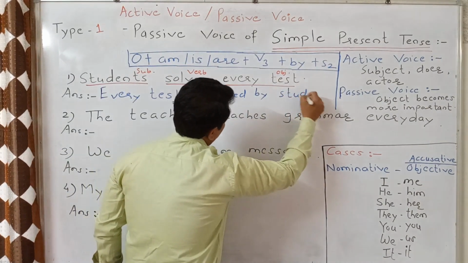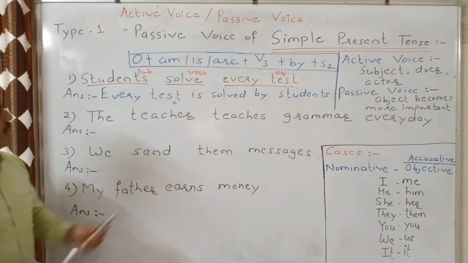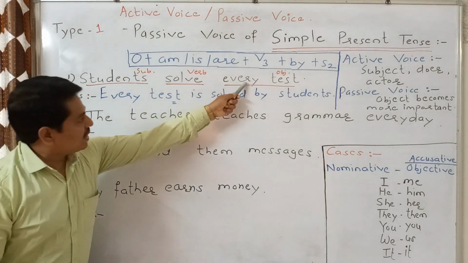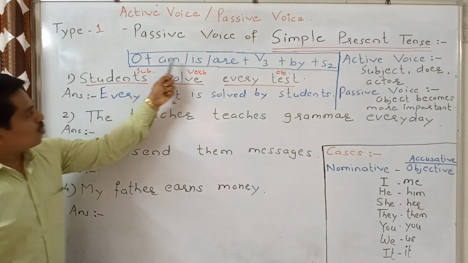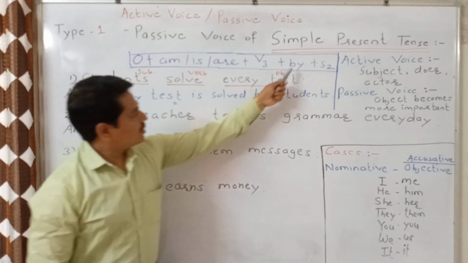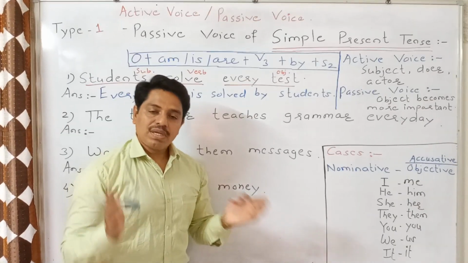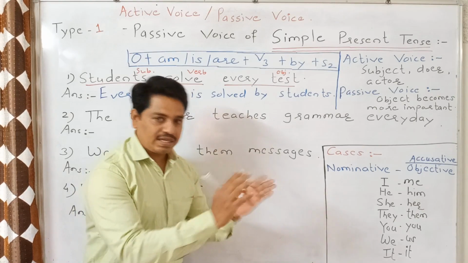By students. I repeat it. First the object, so every test, this is the object. Then out of am, is, are, is. Then V3, solve. Then by and then S2. There is no S2 of students, that's why it should stay as it is.